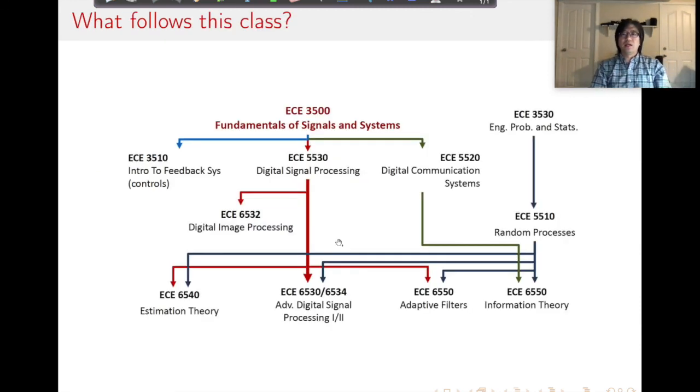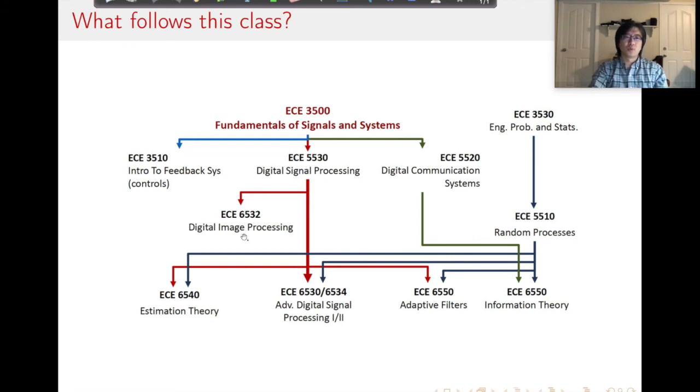As we said, it's a very, very fundamental class, right? It's on the top here, okay? There are many, many other classes that will use this class, right? So there are mainly these three directions, right? One direction is the control, and the second direction is the signal processing, right? As I said before, if you're interested in discrete time signal processing, you should take this class, 5030, 5530, instead of this class, right? Our class is very basic and fundamental, okay?